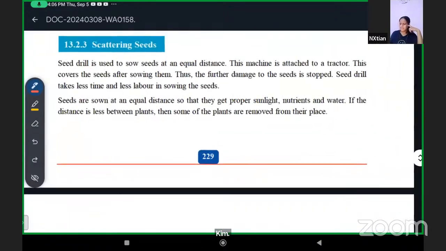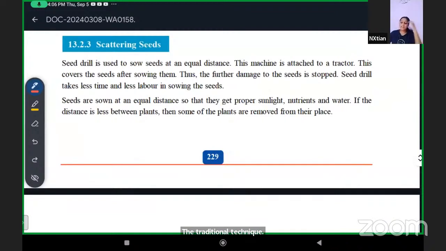Then we have the seed drill technique. A seed drill is used to sow seeds at an equal distance. The machine is attached to a tractor. This covers the seeds after sowing them.